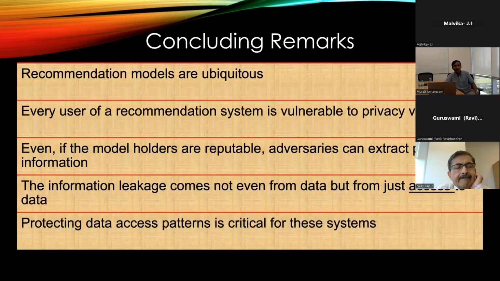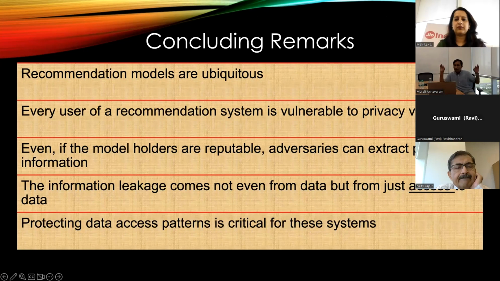So what I wanted to show you is that recommendation models are ubiquitous. Every user of a recommendation system is vulnerable in terms of privacy. And the information leakage comes not from the data, but just from accessing the indexing table information itself, which is a very small amount of information. This is an important assumption: I don't want to know much, I want to know very little, and I can still get extra information. That's exactly what I showed you: by simply identifying very simple indices to these tables, I can extract a lot of information from the user.